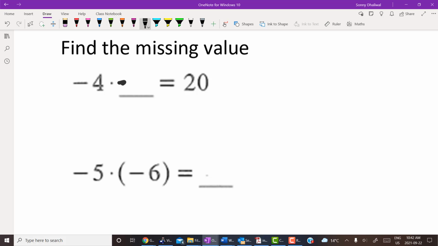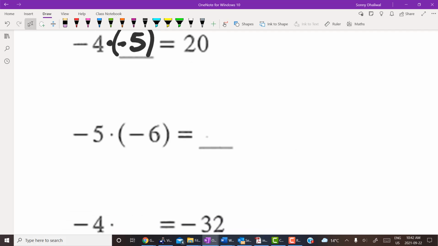Okay, what's the missing number, Bella? Negative 5. Because 5 times 4 is 20. Okay? And we should probably put that in brackets to make it a little bit nicer. Right? Okay. Scrolling down. Okay. Final answer. Positive or negative? Positive. Thank you, Matthew. 2 negatives make a positive. Okay. Multiplying the numbers together. 5 and 6. What do we get? 30.